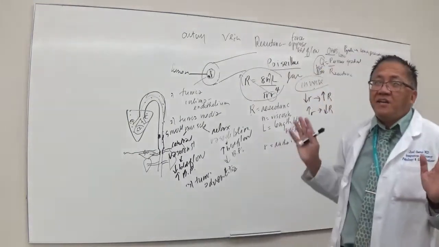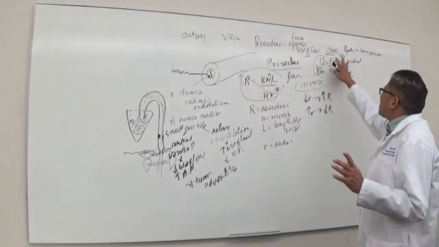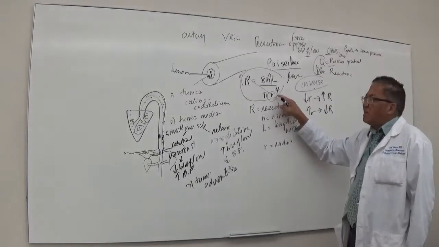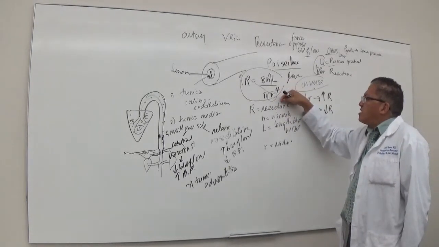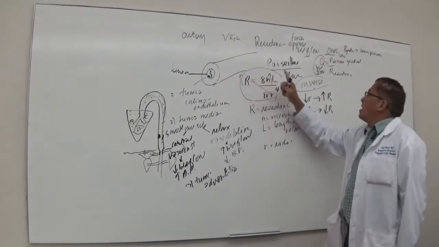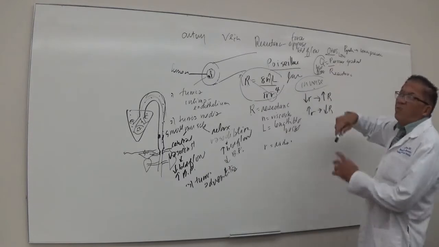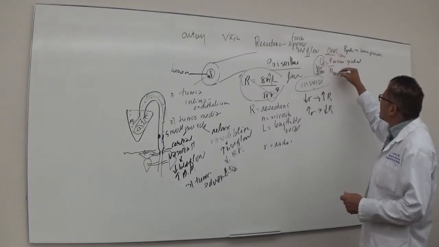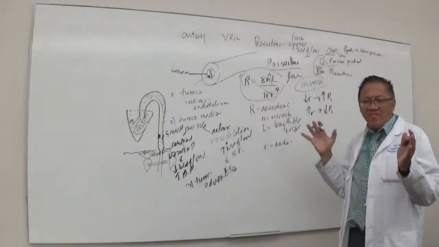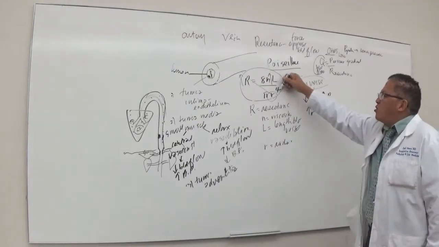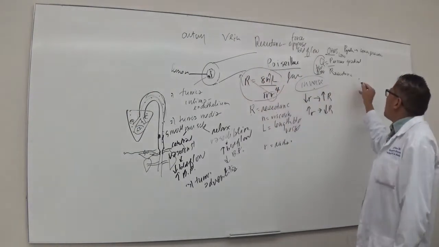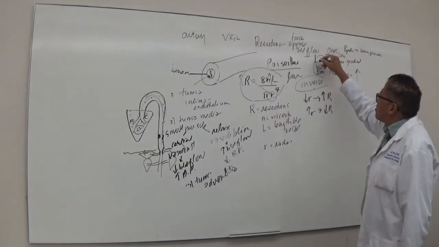Okay? So the idea here, therefore, is that when you decrease the radius, what happens to resistance? Resistance goes up. And when resistance goes up, what is the relationship between blood flow and resistance? Inverse. Again, inverse. In other words, when you decrease the radius, you increase the resistance. When you increase the resistance, what happens to the blood flow?